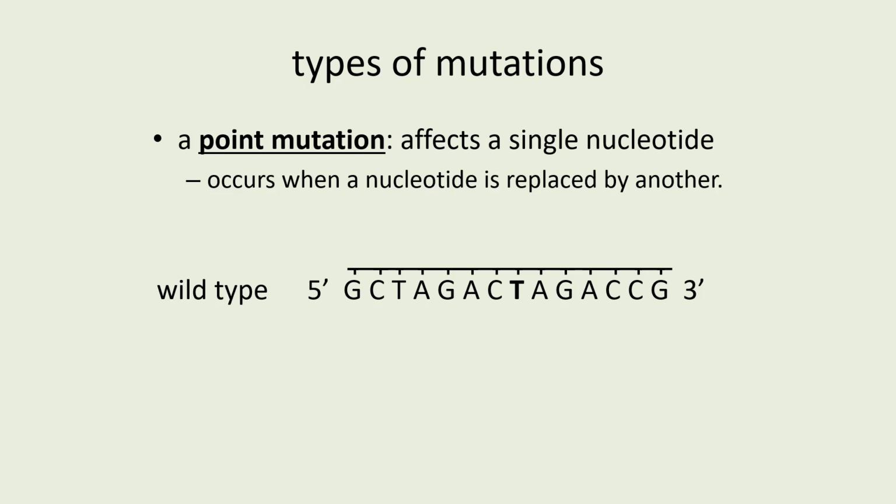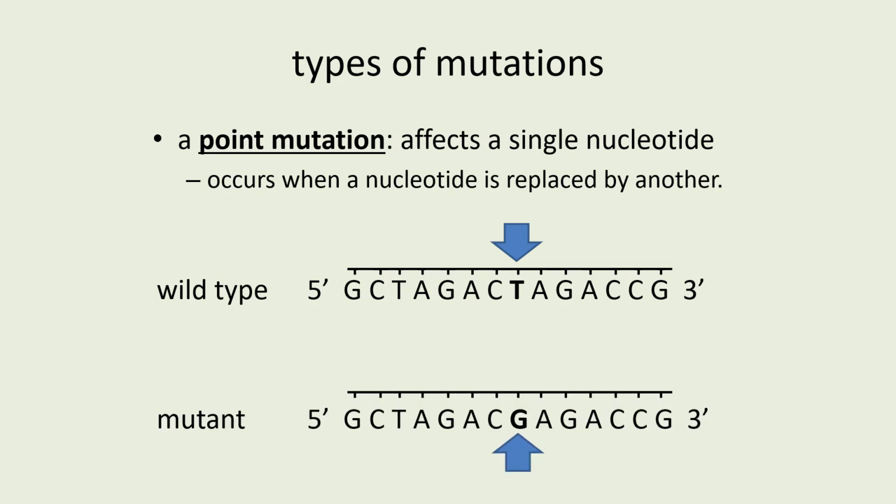Now, for example, here's a wild-type DNA sequence. What if a mistake was made during this DNA replication and the thymine was actually replaced by a guanine nucleotide? This is a point mutation. In effect, the thymine was simply replaced by this guanine, and based on this information, we can't tell if the mutation affected the phenotype, but definitely the genotype is different because the nucleotide sequence is now different by 1 nucleotide.